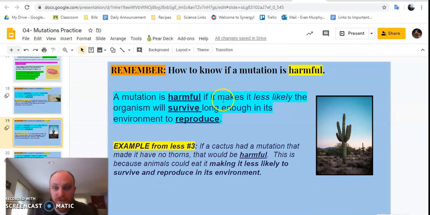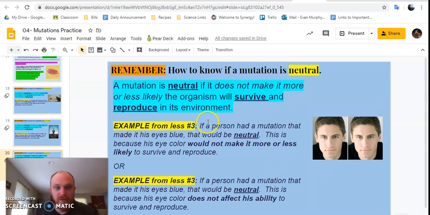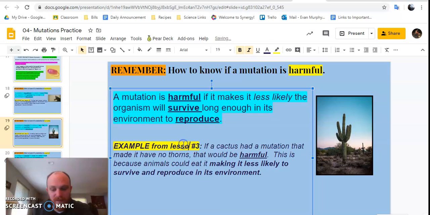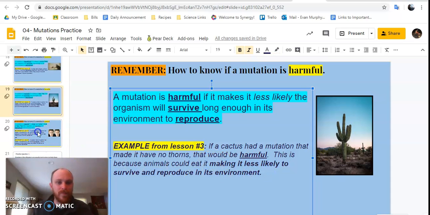Here's an example of a harmful mutation. A harmful mutation makes it less likely to survive and reproduce. So, example from lesson number 3: if a cactus had a mutation that made it have no thorns, that would be harmful for sure, because from the point of view of the cactus, it can't protect itself. That makes it less likely to survive and reproduce in its environment for sure.